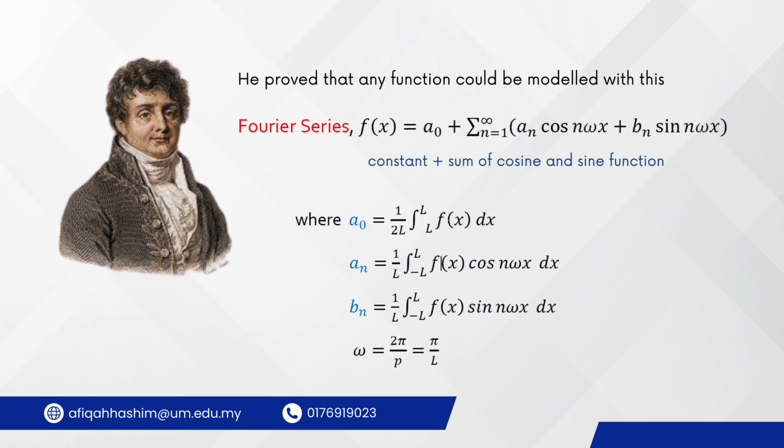Meanwhile, b sub n is equal to 1 over L, the integration from negative L to L of f(x) sin(nwx) dx. And w, the angular frequency, is equal to 2 pi over P, the period, as I mentioned to you just now.